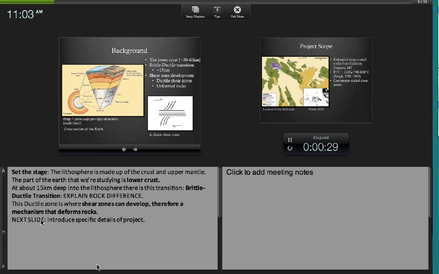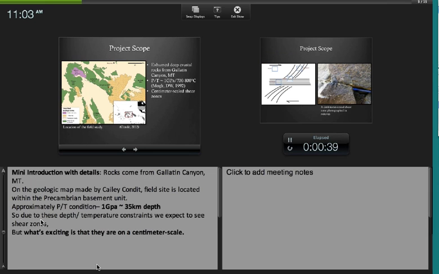So within this ductile zone, shear zones can develop. And therefore, that's the mechanism for deforming rocks. But more specifically, I'm studying rocks from Gallatin Canyon, Montana. So here's North America right here, and this is Idaho and Wyoming. And a zoom in of this red box is my sample location, which is within the Precambrian basement, with pressures of about 1 gigapascal, which is about 35 kilometers, and temperatures of 700 to 800 Celsius, so it's pretty hot.